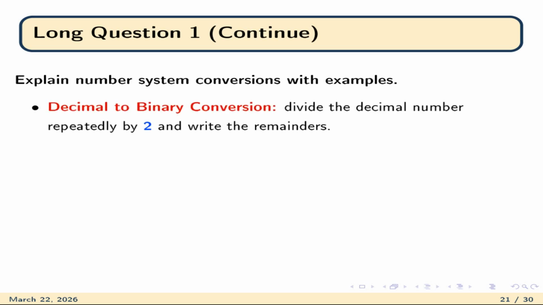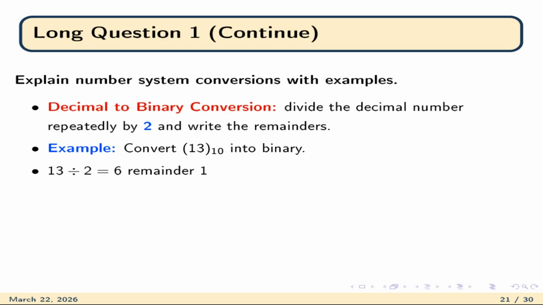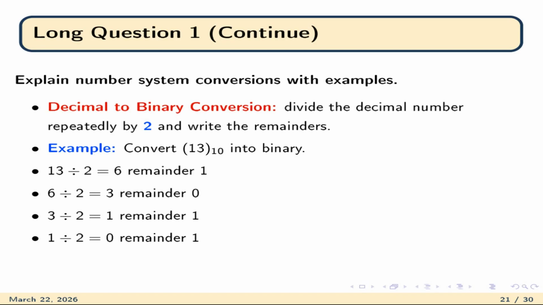Decimal to binary conversion: divide the decimal number repeatedly by 2 and write the remainder. Like, convert 13 in decimal into binary. 13 divided by 2 is 6, remainder is 1. 6 divided by 2, answer is 3, remainder is 0. 3 divided by 2, answer is 1, remainder is 1. 1 divided by 2 equals 0 and remainder is 1.